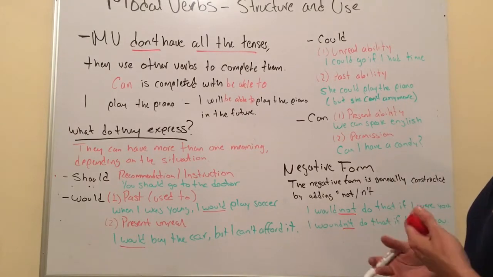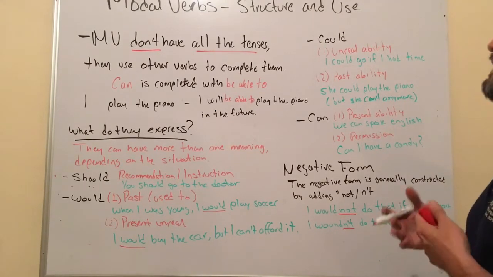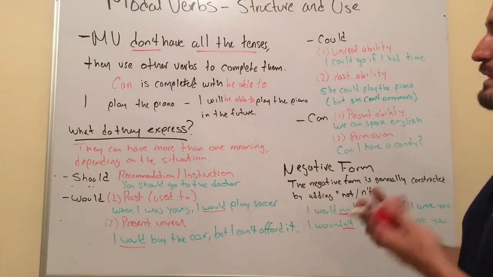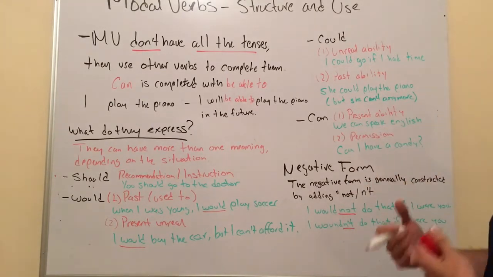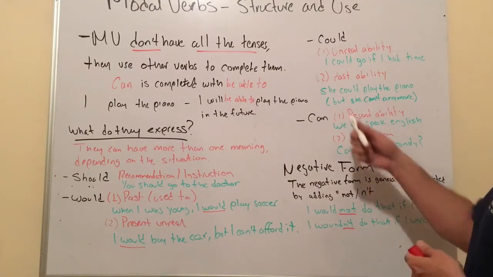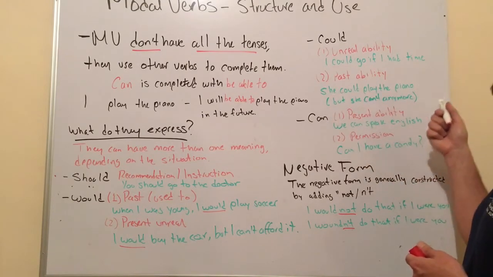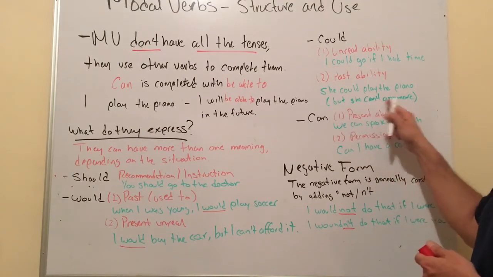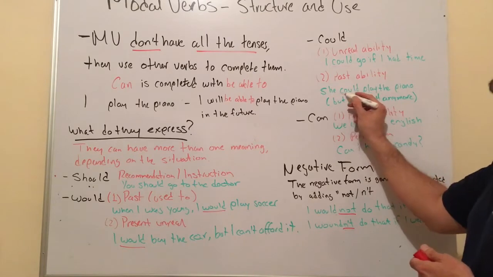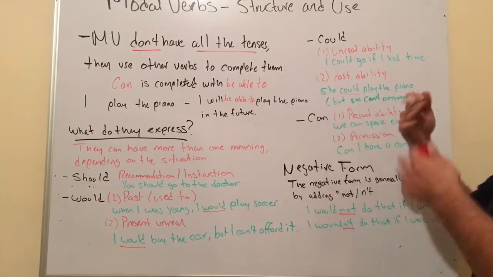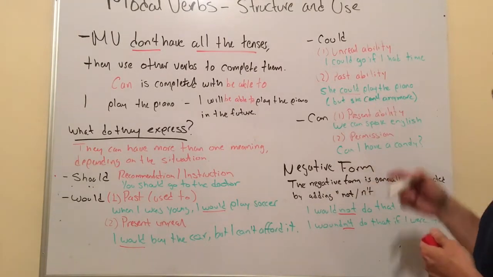Now, the other use we have for could is past ability. Ability that we used to have, but not anymore. She could play the piano, but she can't anymore. Again, she could play the piano in the past, not anymore.